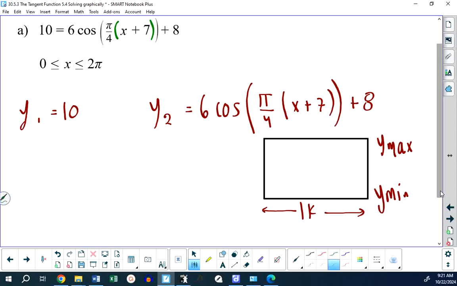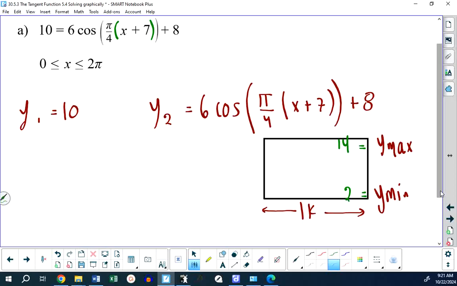Give this some thought and see if it makes sense to you that the maximum value of y is 14, because the vertical displacement is 8. That's the middle of the graph vertically, and it goes 6 above that, so that's 14. And does it make sense to you that the minimum will be 2? So when we go to our window settings in a minute, we probably want to go from maybe 0 to 10. Okay.